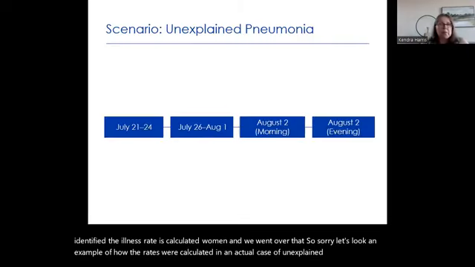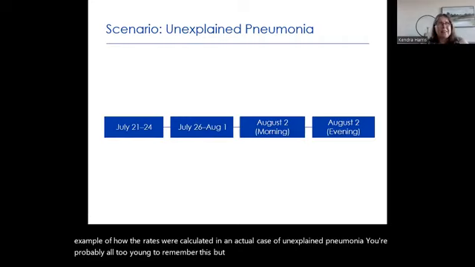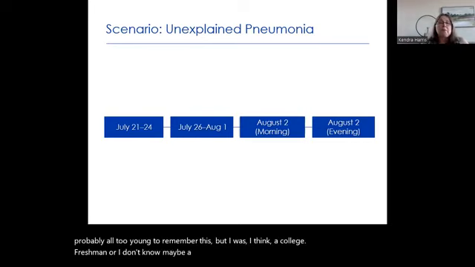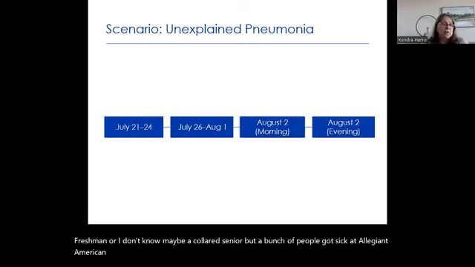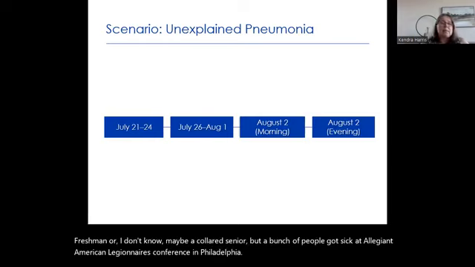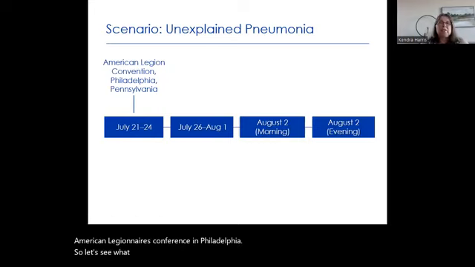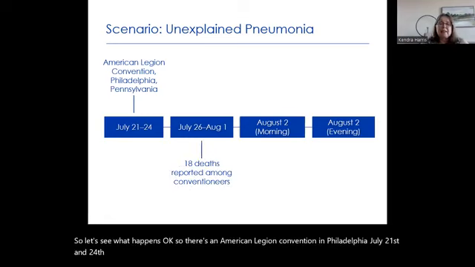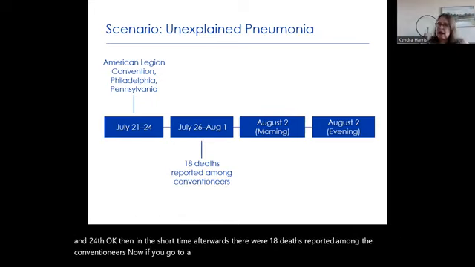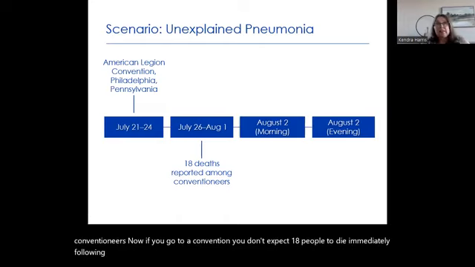You're probably all too young to remember this, but I was, I think, a college freshman, or maybe a college senior. But anyway, a bunch of people got sick at an American Legionnaires conference in Philadelphia. Okay, so let's see what happens. There's an American Legion convention in Philadelphia, July 21st to 24th. Then in a short time afterwards, there were 18 deaths reported among the conventioneers. Now, if you go to a convention, you don't expect 18 people to die immediately following that, unless there was a bus accident or something. So something's going on here.